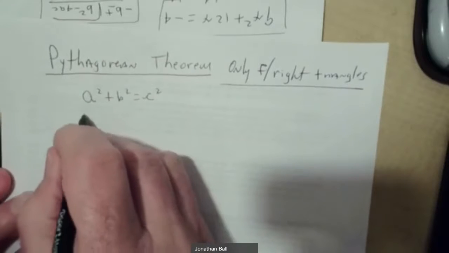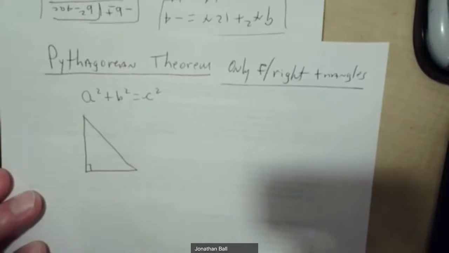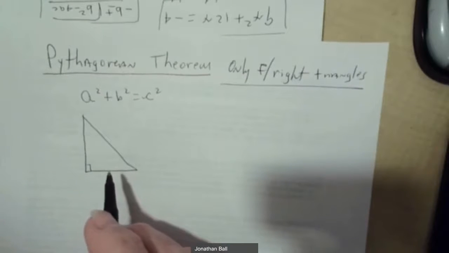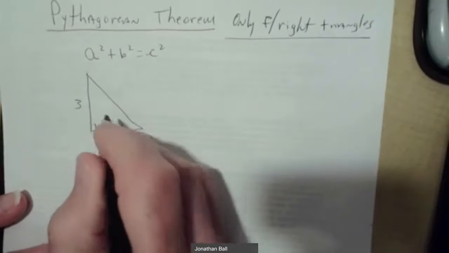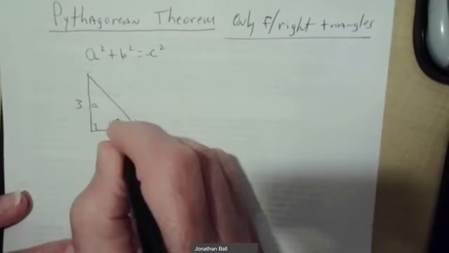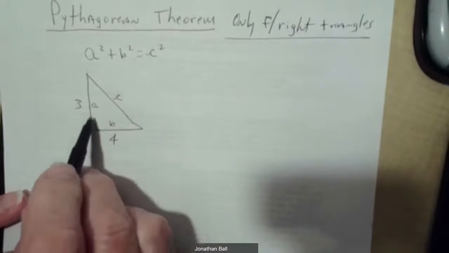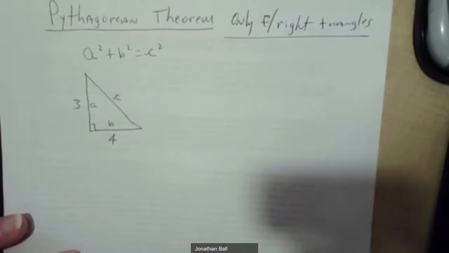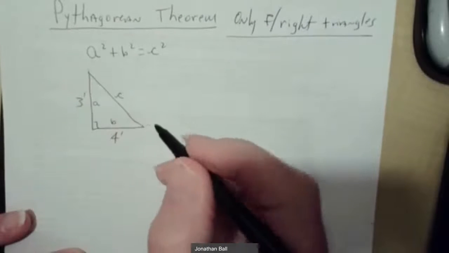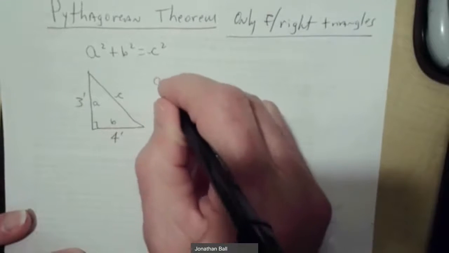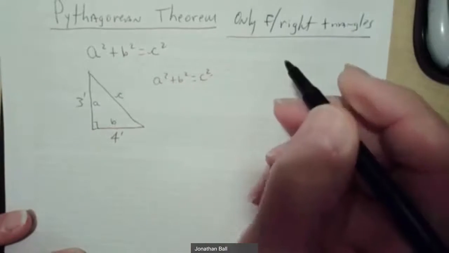So if we have a nice, pretty right triangle, pretend this is a right triangle. It'll have a little box in the corner, or you'll be told that it's a right triangle. Now, if this is 3 and this is 4, these are called legs. This one's a, this one's b. The hypotenuse, the longest side, is called c. Now, a and b can be either one. It doesn't make any difference which one's which. But the hypotenuse must be c. So a squared plus b squared equals c squared.